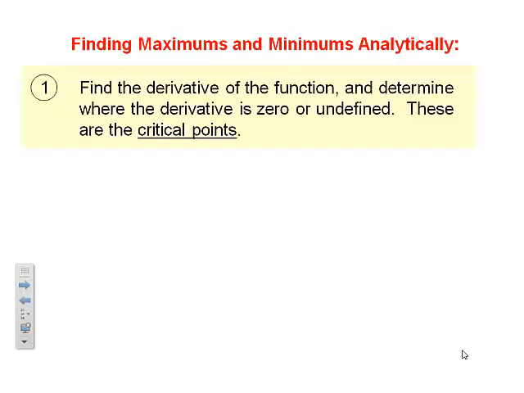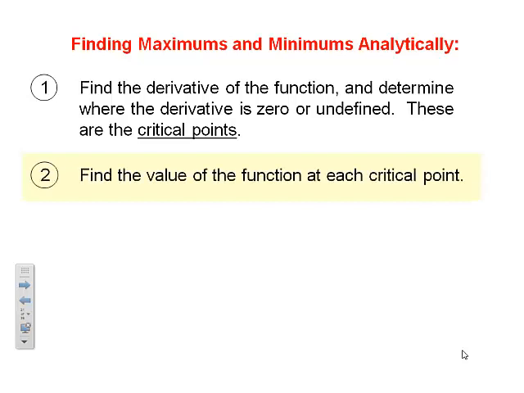So to summarize, how do we find maximums and minimums analytically? First, find the derivative of the function. Set it equal to 0 or where it's undefined. These are called your critical points. Next, find the value of the function at the critical points. So plug your critical points back into the original function to find the value.